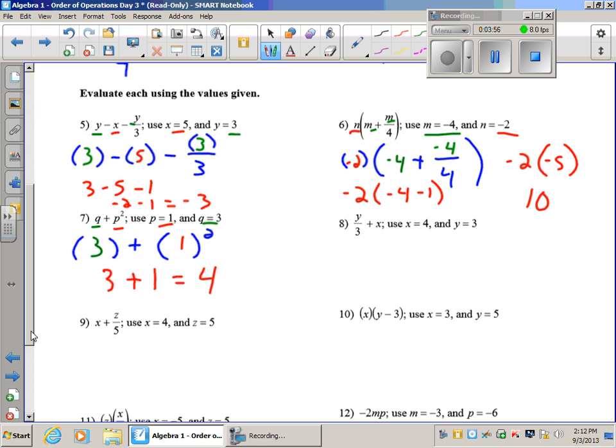Number 8, replace everything with parentheses, the letters. So everything in blue was already there. The y value is 3. The x value is 4. 1 plus 4 is 5.